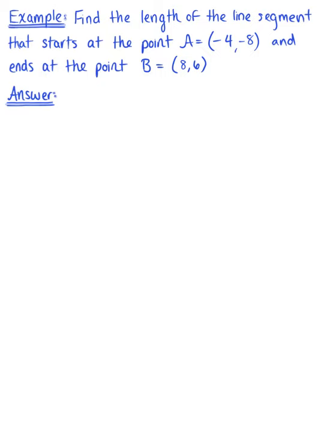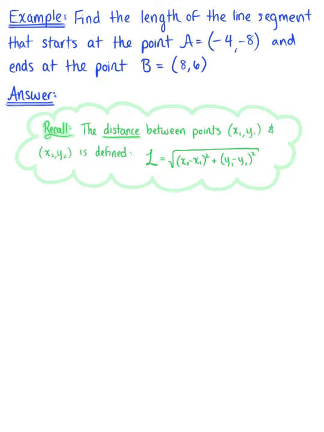Find the length of the line segment that starts at the point -4, -8, and ends at the point 8, 6. So let's begin by recalling that the length of a line segment from, say, a point x sub 1, y sub 1 to a point x sub 2, y sub 2 is defined using an adaptation of the Pythagorean theorem. So we say that this length L is equal to the square root of the change in the x values squared plus the change in the y values squared.